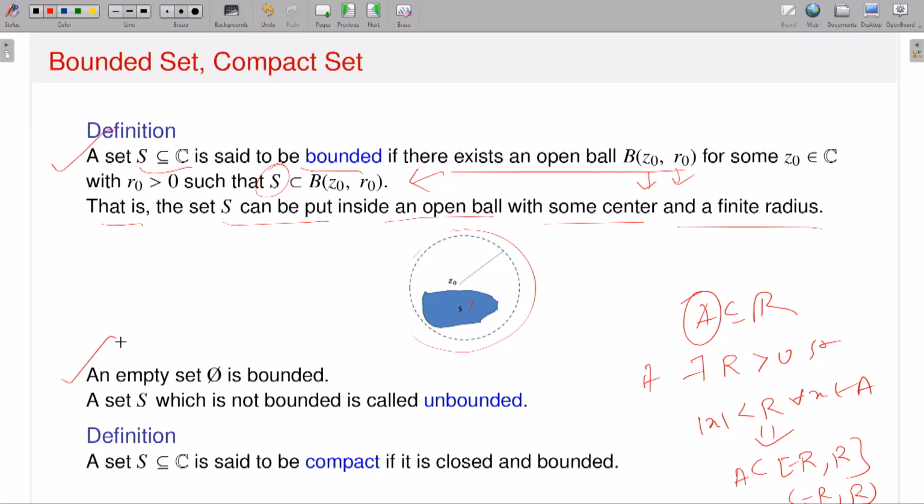One observation: the empty set is always bounded. A set which is not bounded, I will say that set is unbounded. Okay. And what is the definition of compact sets? Now if you remember, what is the definition of a compact set in R? A set is compact in R if and only if it is closed and bounded.